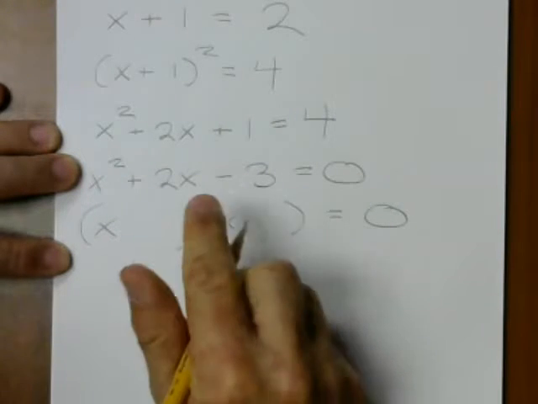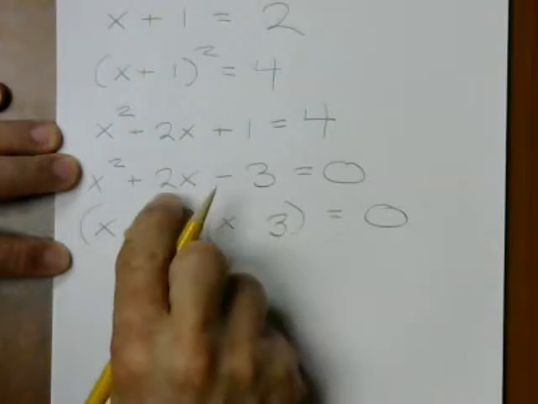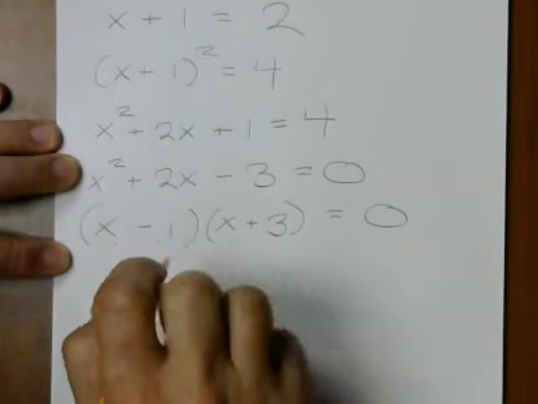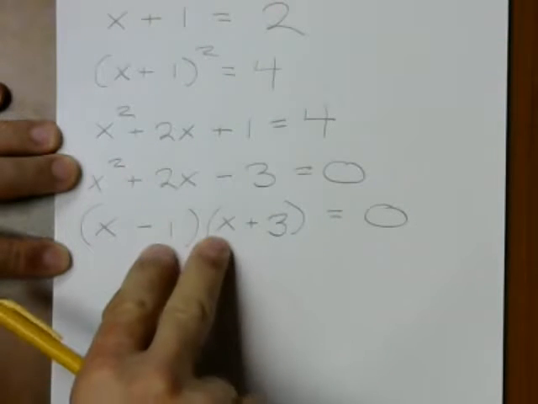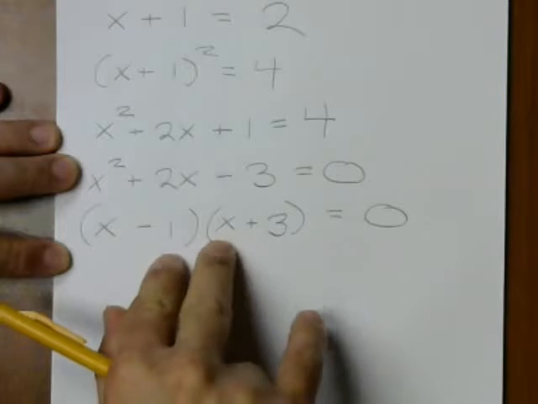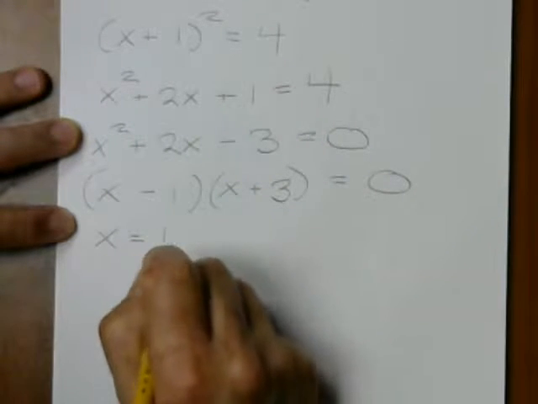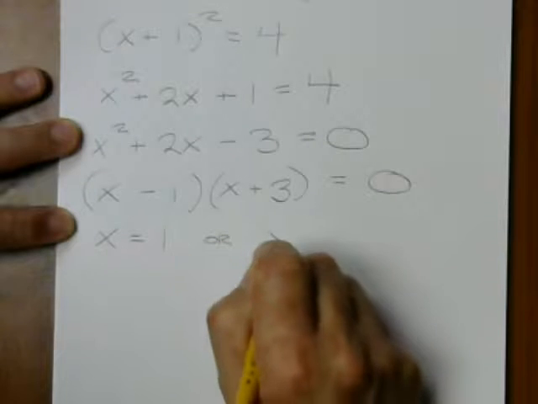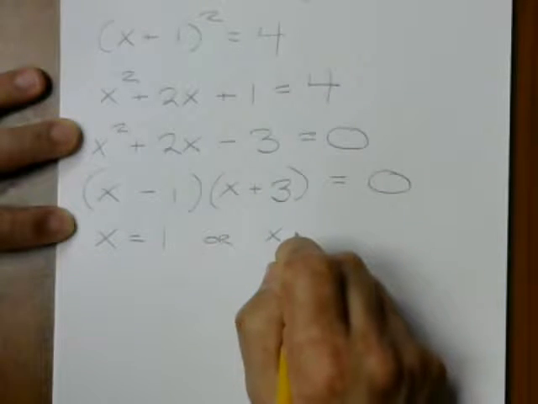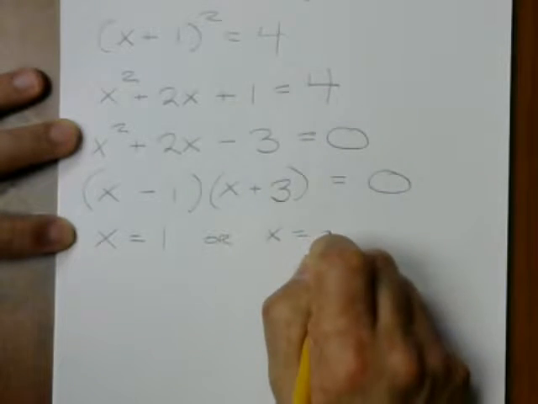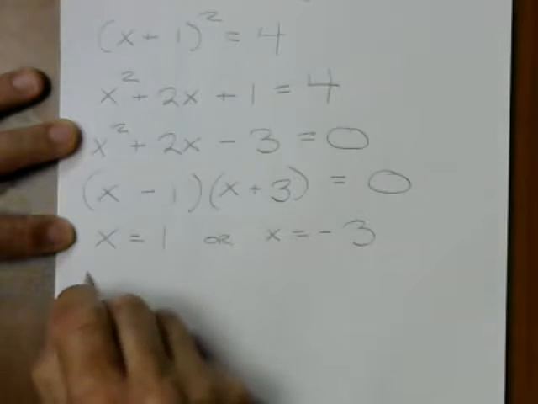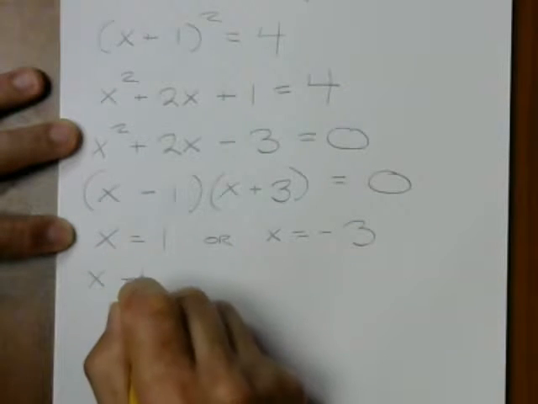Well, I need to use a 3 and a 1. And I want a plus 2. I'll get that from a plus 3x minus 1x. Okay, so I get two solutions. x equals 1, or the other solution is x equals minus 3.